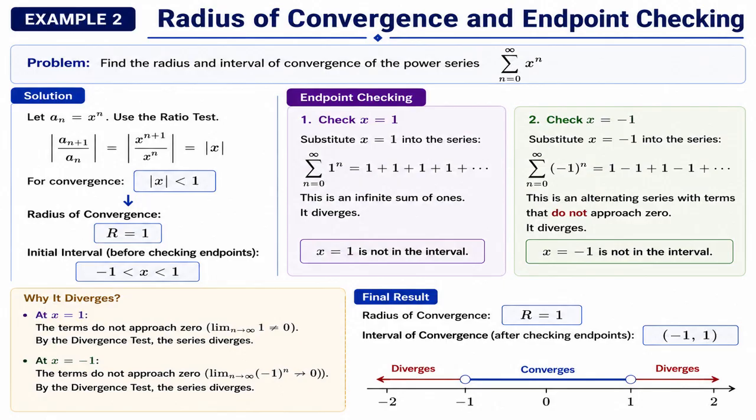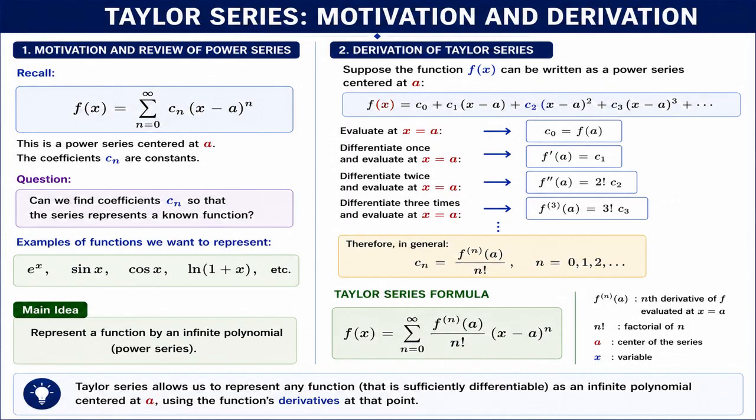At x equal to 1, the series becomes an infinite sum of 1s. This series diverges. At x equal to -1, the series becomes 1 minus 1 plus 1 minus 1 and so on. This series also diverges. Therefore, the final interval of convergence is the open interval from -1 to 1. Endpoint checking is very important in power series.